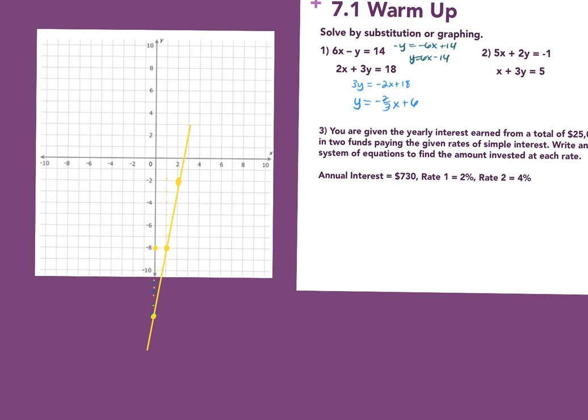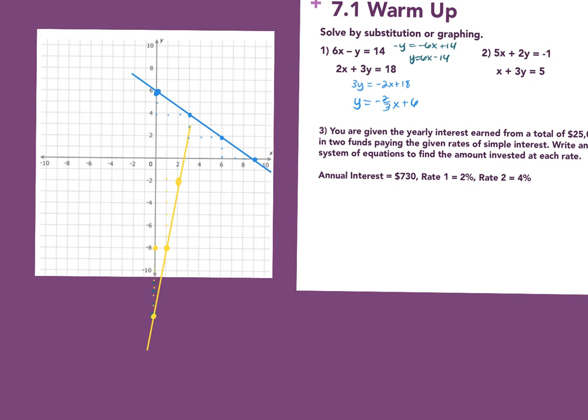Then the plus 6, negative 2/3. So I start at positive 6, and I'm going to go down 2 and to the right 3. I'm going to go down 2 again and to the right 3. I can go down 2 again and to the right 3. And as it is, they don't connect yet. But will they connect? Like, do they never connect? No, right? These aren't parallel, so they have to connect.